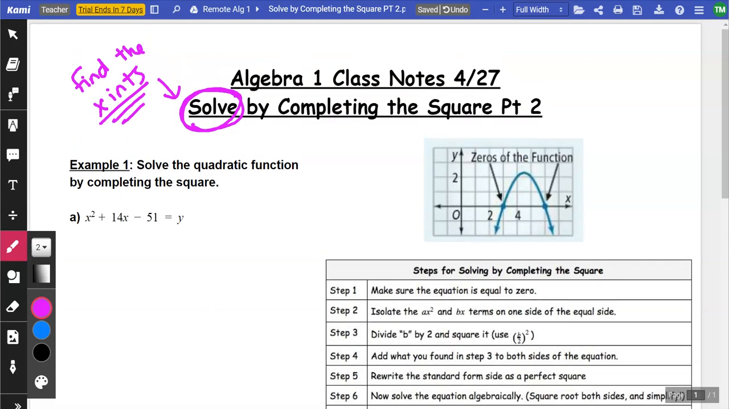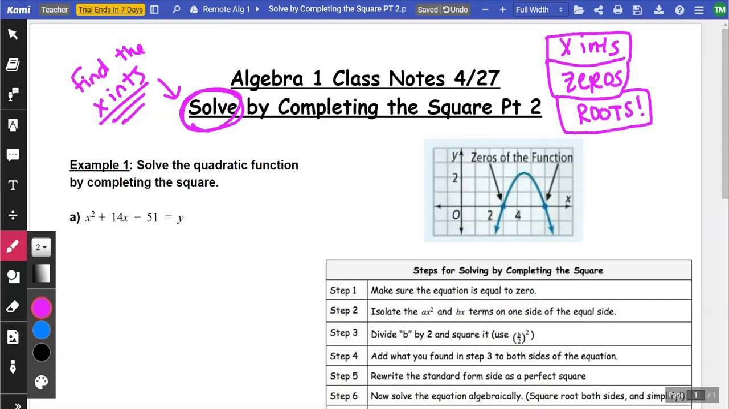My screen doesn't want to stay put today. The x-intercepts can also be referred to as zeros, and we can also call them roots. So you might see x-intercepts referred to as zeros. You might also see them referred to as roots. So anytime I'm talking about x-intercept, zeros, or roots, I'm really talking about the same thing.